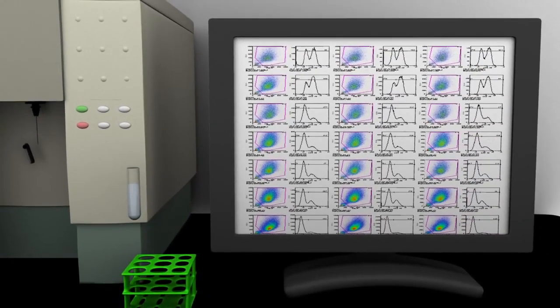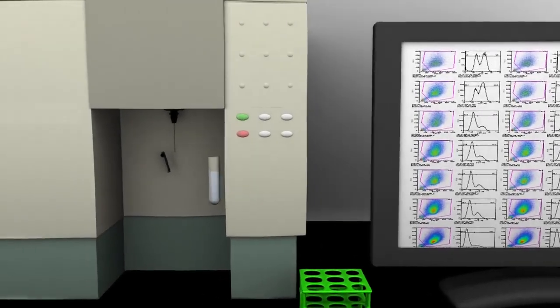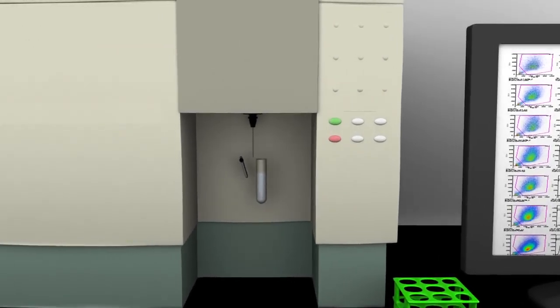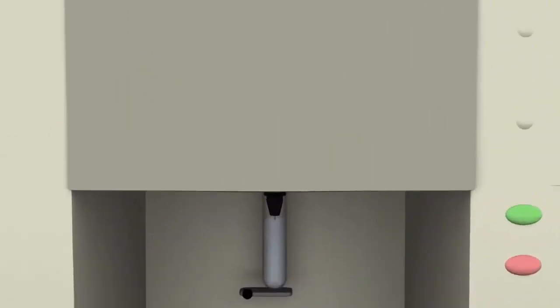Once a suspension of individual cells has been prepared for flow cytometry analysis from cells, tissues, or organisms, the prepared sample is placed on the flow cytometer. How does a flow cytometer analyze the size, shape, and properties of individual cells?